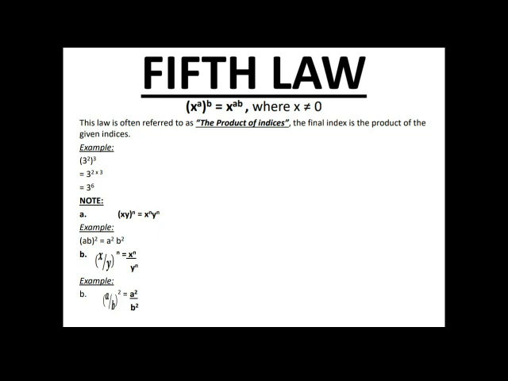This is called the product of indices, in which every element inside the bracket is multiplied, in which the index in the bracket is multiplied by the one outside the bracket. And the example that we're given: open bracket 3 raised to the power of 2, close bracket raised to the power of 3, equal to 3 raised to the power of 2 multiplied by 3, to give us 3 raised to the power of 6.